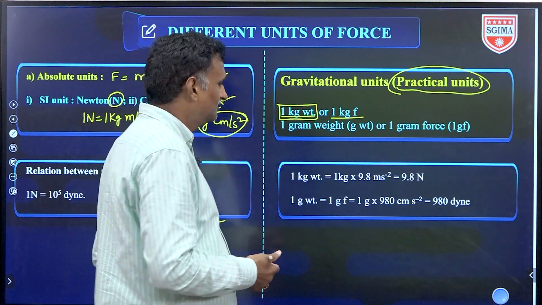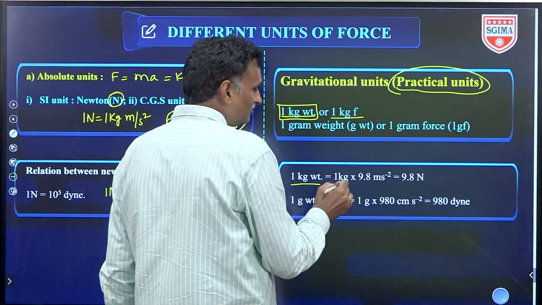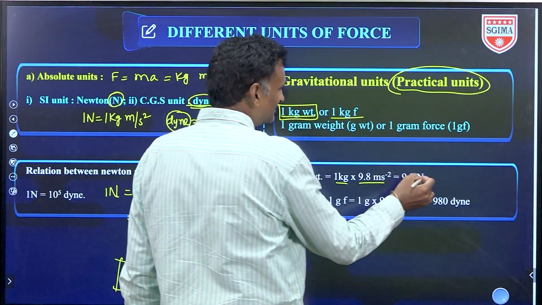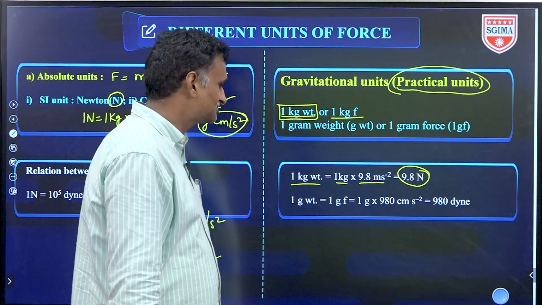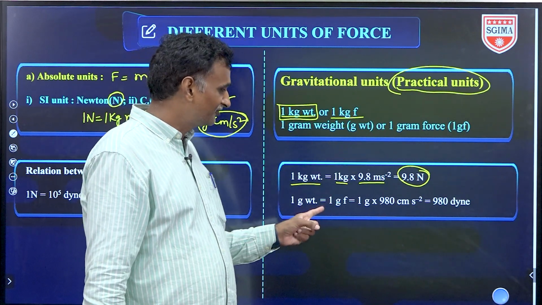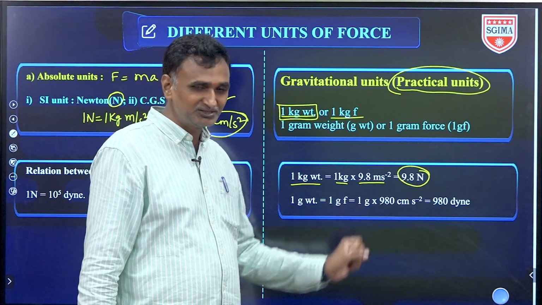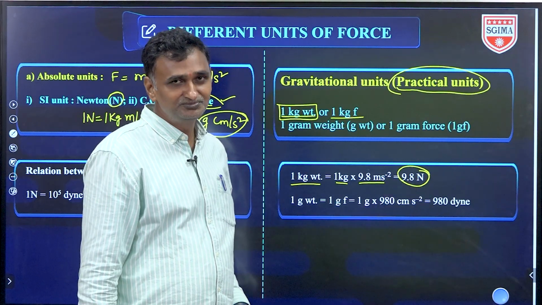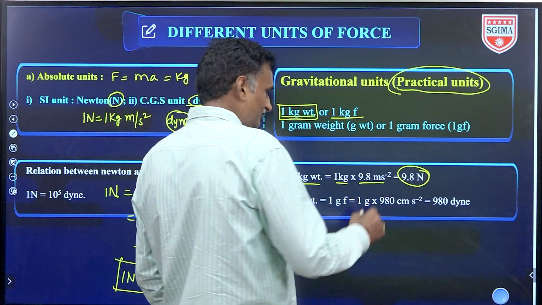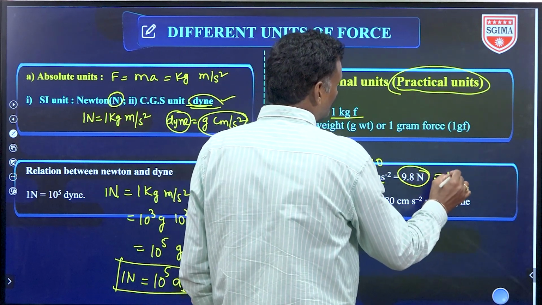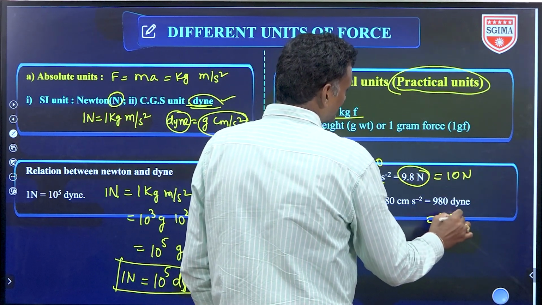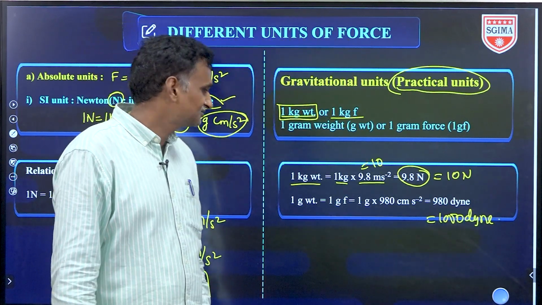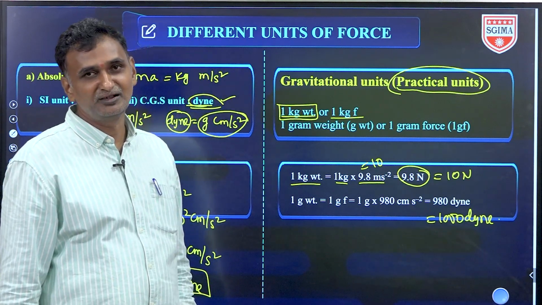Okay? So here 1 kg weight is equivalent to what? 1 kg, how much does it accelerate downward towards the center of the earth? That force is called 9.8 newtons. And 1 gram weight or 1 gram force is 1 gram into 980 centimeter per second square. So gram into centimeter per second square is dyne, so 980 dynes will come. Okay? And approximately if you take g value as 10, then you get this as 10 newtons and this as 1000 dyne. Okay? So this is the explanation related to units of force in different cases.